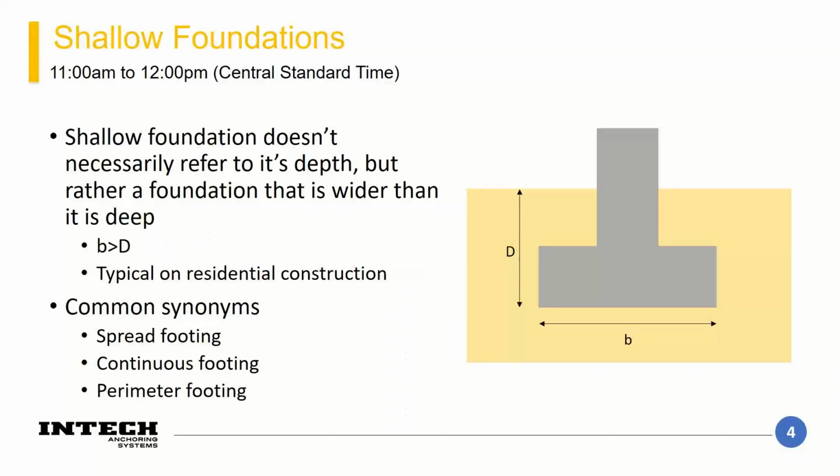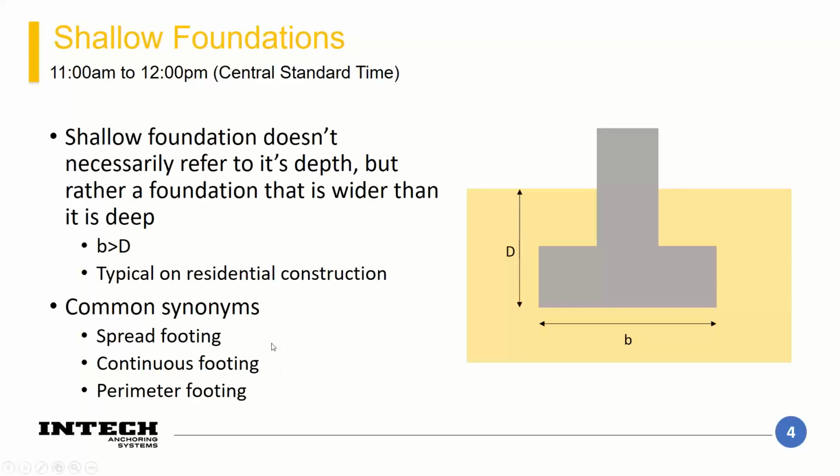So different foundation types. Shallow foundation is probably going to be the most typical foundation you'll see. It's mostly found in residential applications on homes, but it's definitely not uncommon to have them in light commercial and even moderately loaded commercial structures as well. So something to consider with a shallow foundation is, it doesn't necessarily refer to its depth, but really it's referring to the ratio of the width of your foundation to the depth of the foundation. Where if the width of the foundation is larger than the depth of your foundation, that's when you would consider it to be a shallow foundation.